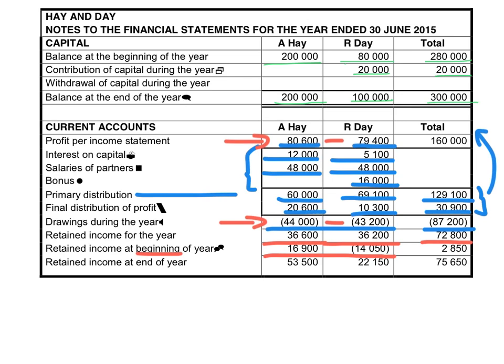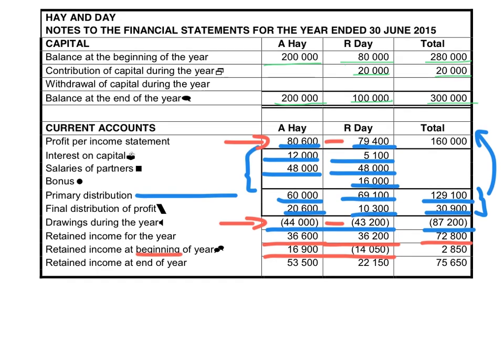So I take the 16,900 minus the 14,050, and it means the retained income at the beginning of the year was 2,850. The retained income at the end of the year, we will add the retained income for the year to the retained income at the beginning of the year, and that will give me my closing balances.